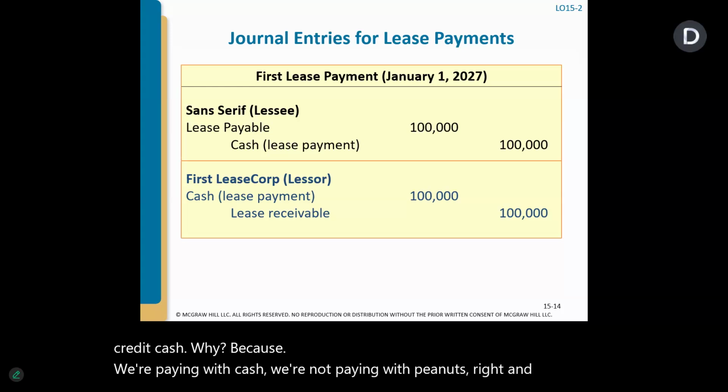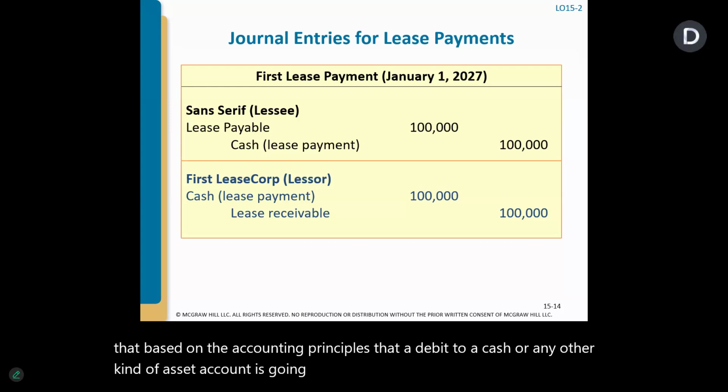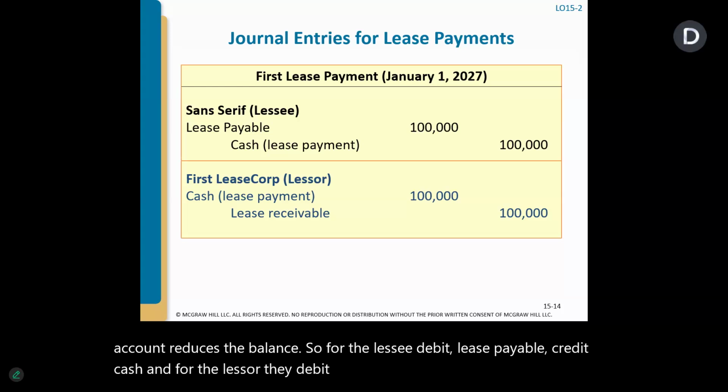And we know, based on the accounting principles, that a debit to a cash or any other kind of asset account is going to show an increase, and a credit to an asset account reduces the balance. So for the lessee, debit lease payable, credit cash, and for the lessor, they debit cash for the money they're receiving, and they credit the lease receivable.